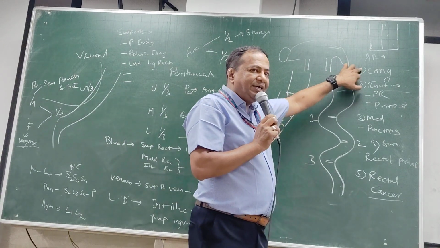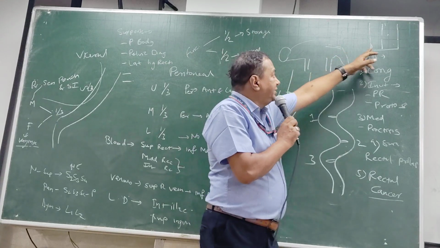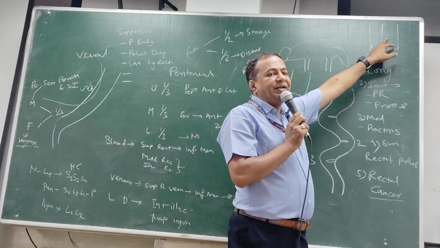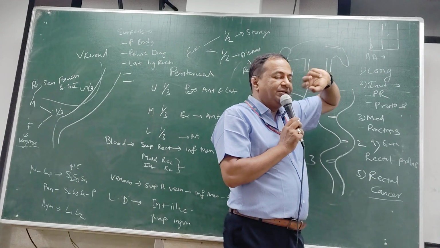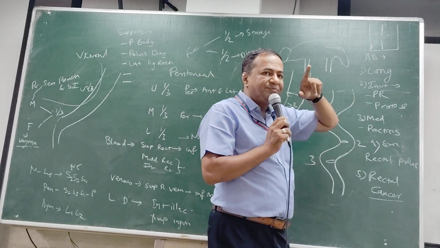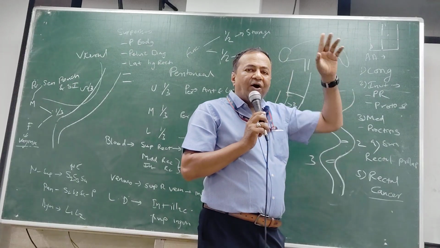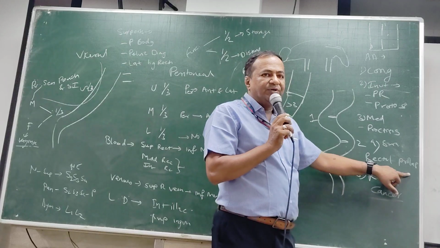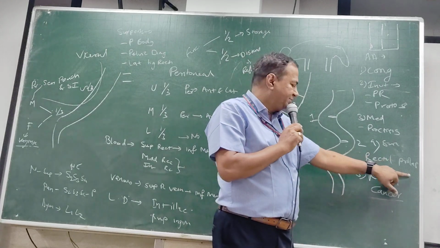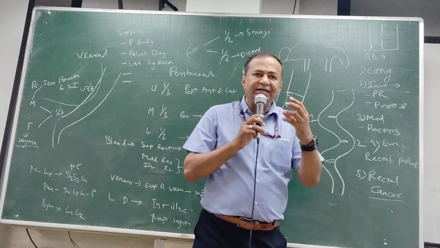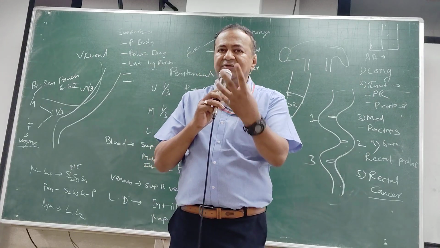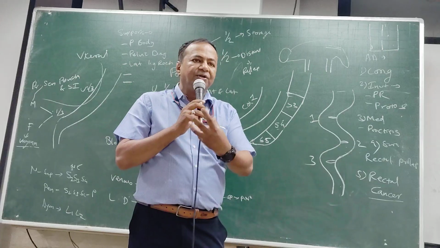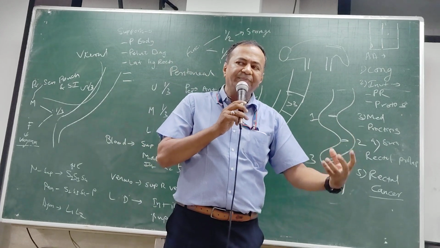Applied anatomy: congenitally, because it develops from the cloaca and urorectal septum, there can be rectovesical fistula in male, rectovaginal fistula in females. Investigations: per rectal examination and proctoscopy. Medical problems: proctitis. Surgically, we talk about the rectal prolapse. And last point is rectal cancer, which is very, very common in those having non-vegetarian food, red meat especially.